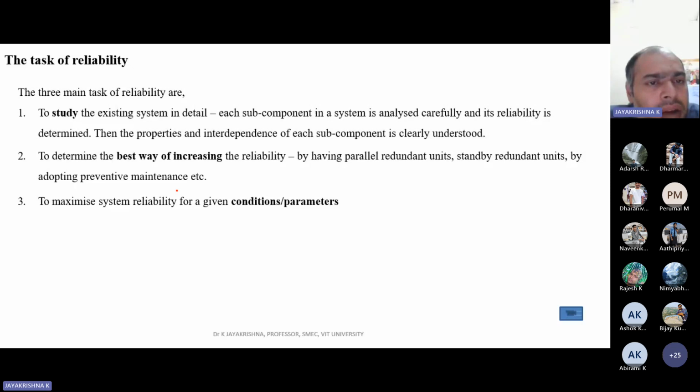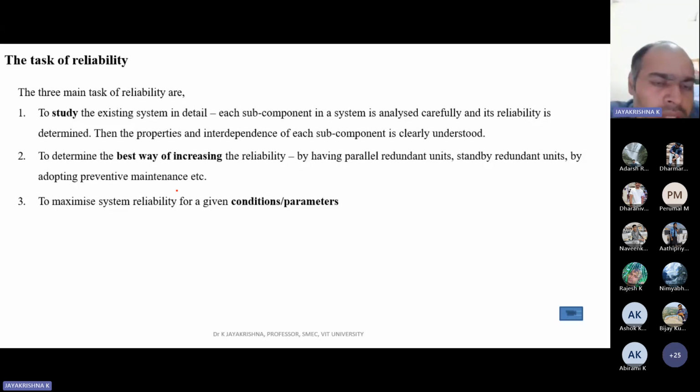So what are the three main tasks of reliability? Here we are trying to study the existing system in detail. First, we are taking a system, studying it in and out, studying each component very carefully, and coming to have a very good understanding of the system. We are first carrying out the initial system level study. Then we are also studying the possible ways of increasing the reliability of the product under examination. So first you're selecting a product, and you're coming out with a detailed study or understanding of the product.